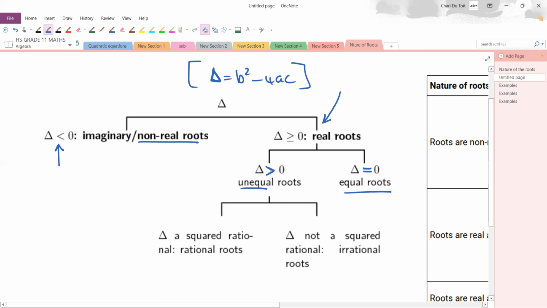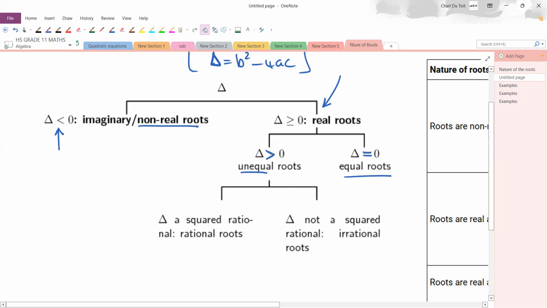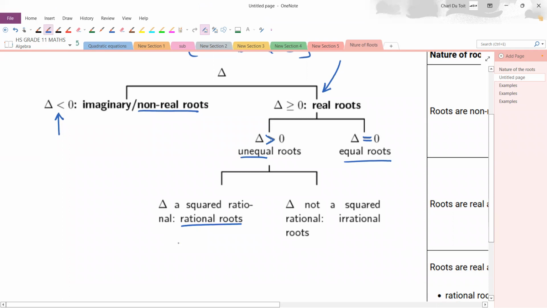And then you get real, unequal, and rational. Rational means that when your delta value is something like 16, in other words, it does have a square root, then it's called rational. And if your delta has the value, let's say, 18, 18 doesn't have a square root, then that is real, unequal, and irrational.